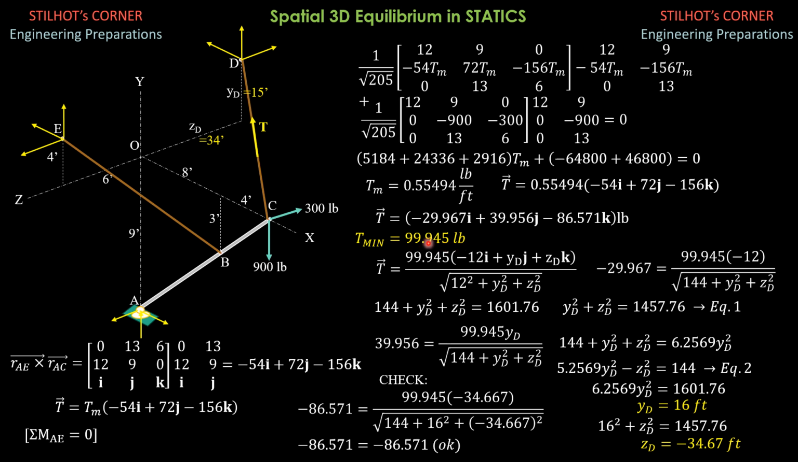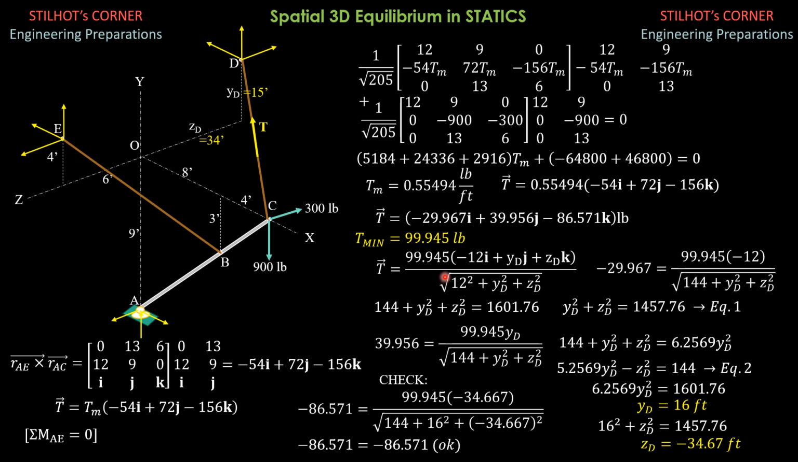So this is lesser than the answers before, 99.96 and 99.95, showing that this is indeed the minimum, and the coordinates YD and ZD should be very close to the values in parts A and B. So also the tension is equal to its magnitude, 99.945, times the actual vector form of T, the direction negative 12i, then positive YD j, because we do not know that yet, then ZD k, but ZD is expected to be negative, divided by the distance, which is the square root of 12 squared plus YD squared plus ZD squared.